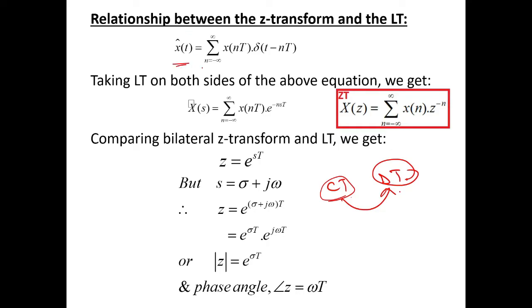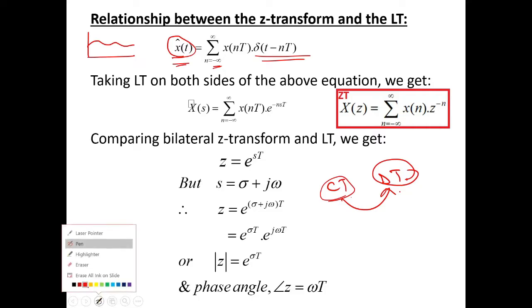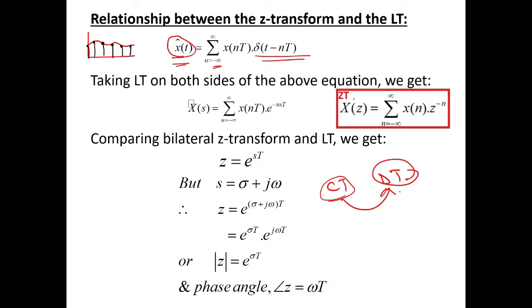So, we have this x cap t, which is given by summation of n equals minus infinity to infinity x of nT multiplied by delta t minus nT. So what is this x cap t? It is nothing but the sampled signal. Say for example, you are having a signal. Now you are sampling this signal with this delta term which we have discussed previously. Okay. So we have got this equation.